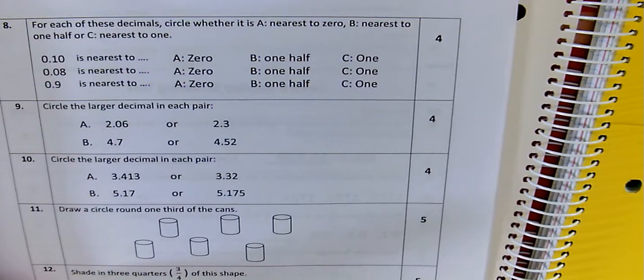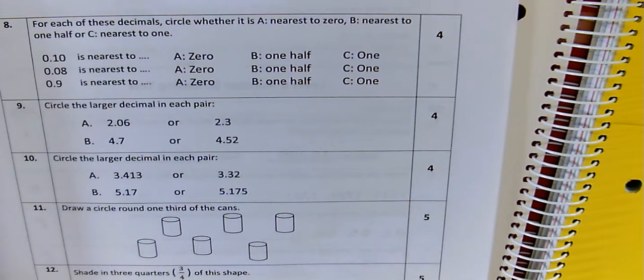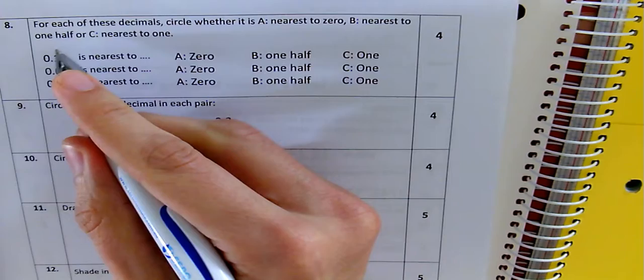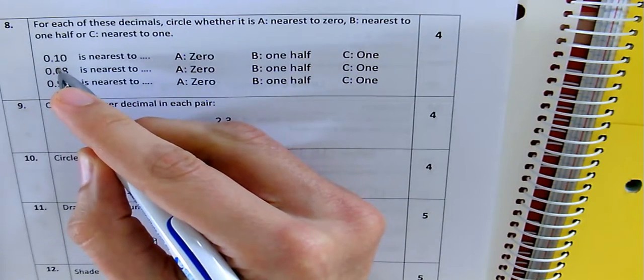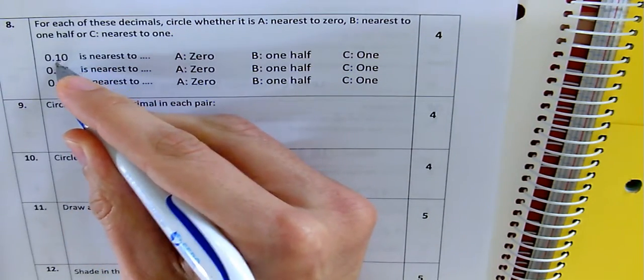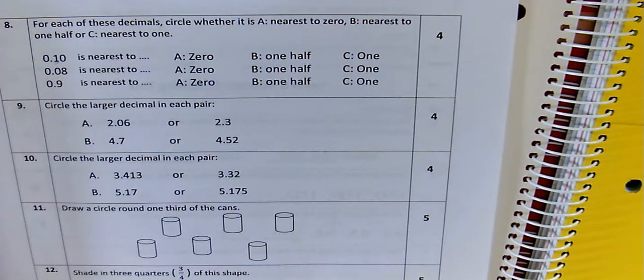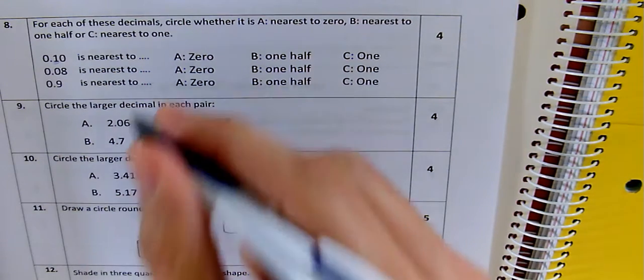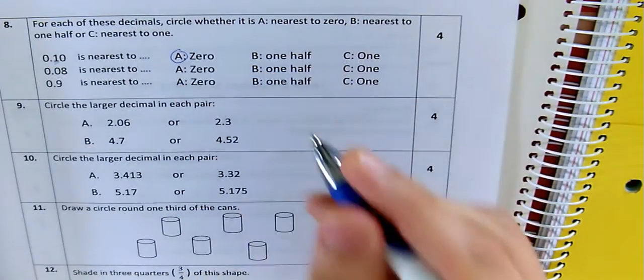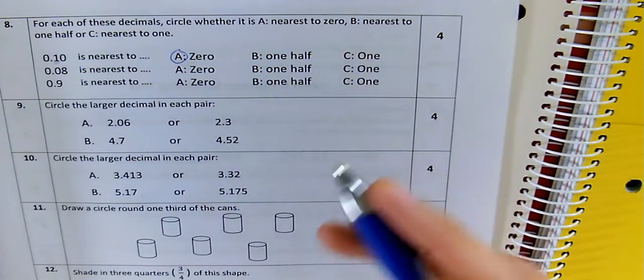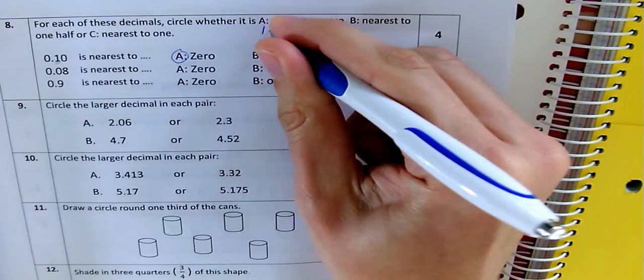Question 8. For each of these decimals, circle whether it is closer to A, B, or C. So nearest to 0, nearest to 1/2, nearest to 1. 0.1, that means it's only 1/10. If there's 10 tenths available to make a whole and you've only got one of them, that means you're very close to 0. Keeping in mind that 1/2 is 5 tenths because it's equivalent fractions.